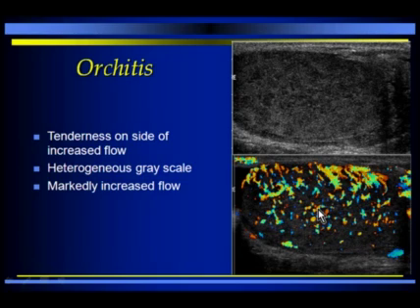Orchitis is inflammation of the testis itself. Sometimes on the grayscale, you can actually see there's a heterogeneous pattern in a testicle. The testicle may be enlarged. And once again, with Doppler flow, we see markedly increased Doppler flow in the testis. If the symptoms are just on one side, if they're unilateral symptoms, you can use that median raphe view to show that there's more flow on the side of the tenderness.